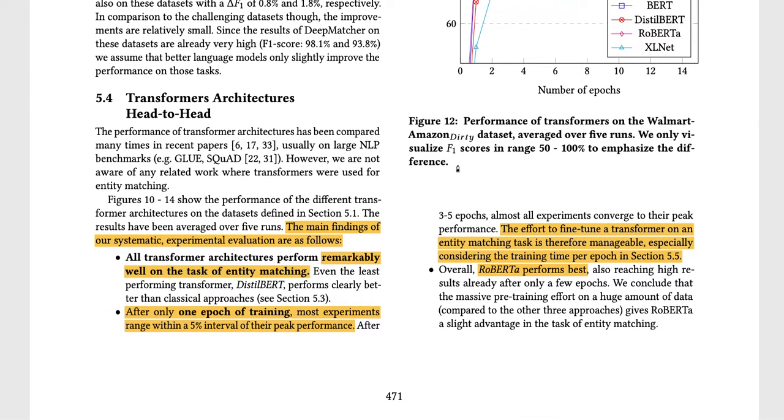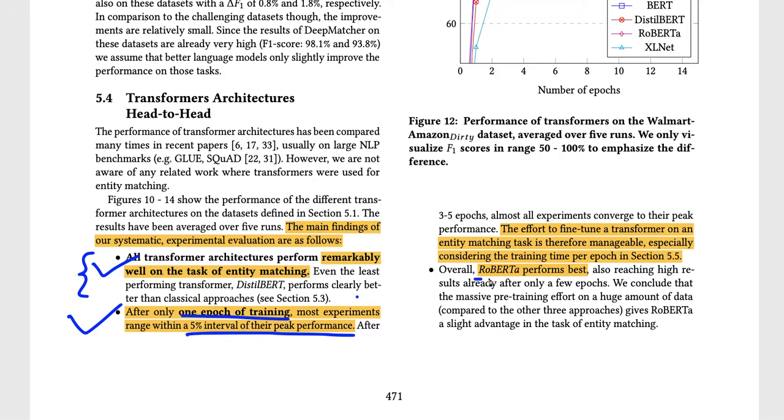Okay, so let's talk about the main findings. The main findings of this whole exercise, claimed by the authors, is that all the transformer models perform very well on the task of entity matching, as we have seen above, and based on the delta we got in the table in terms of the F1 score. And even after a single epoch, they are able to come within the 5% interval of their peak performance. I think we also discussed that in the above charts.